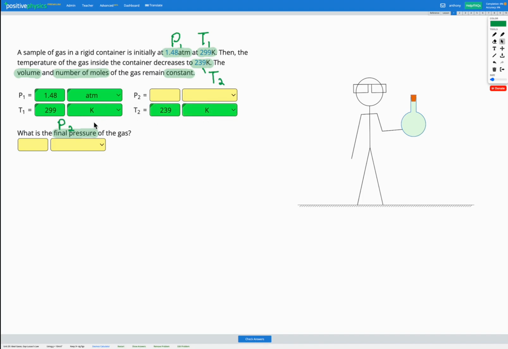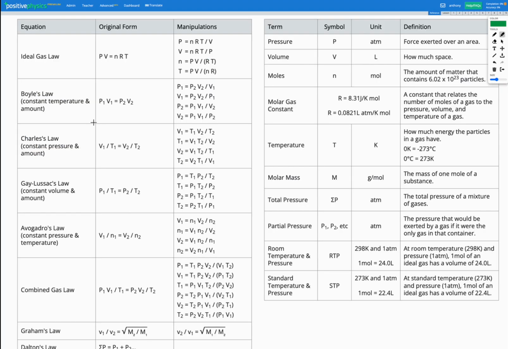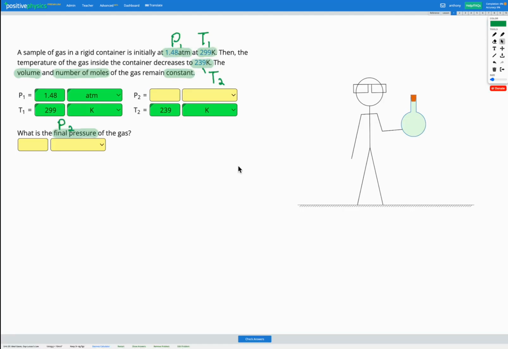So let's go to the reference sheet to find an equation. Here's our equation with changing pressure and temperature. Gay-Lussac's law. It has constant volume and number of moles. So our equation is P1 over T1 equals P2 over T2. So let's write that down. P1 over T1 equals P2 over T2.